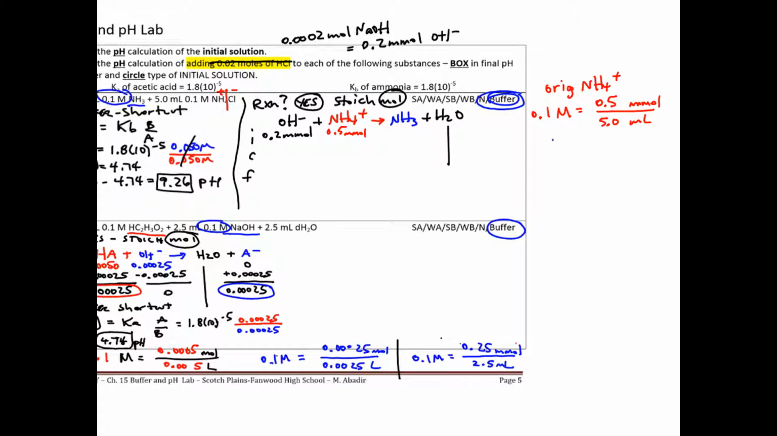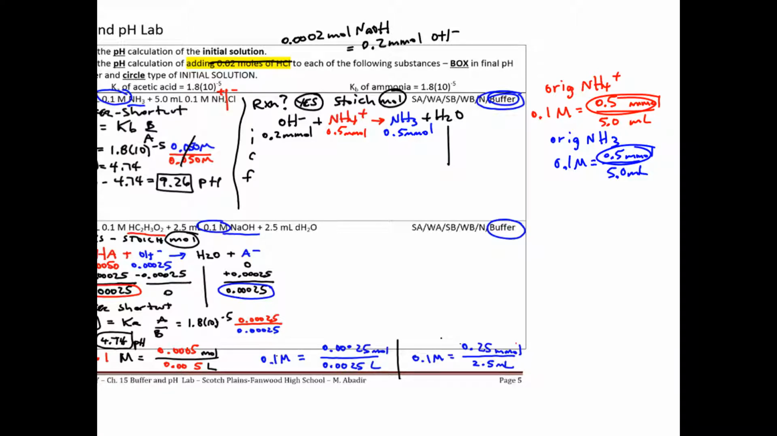The NH3 originally was also 0.1 molar, also 5 milliliters. So that's going to also be 0.5 millimoles. So that is going to go right over there. Okay, so I was looking for the millimoles to put in my equation.